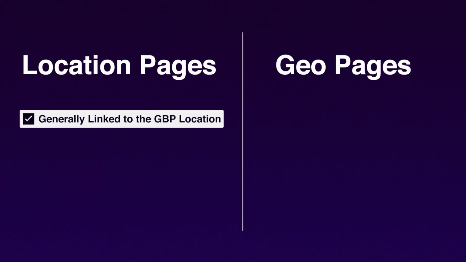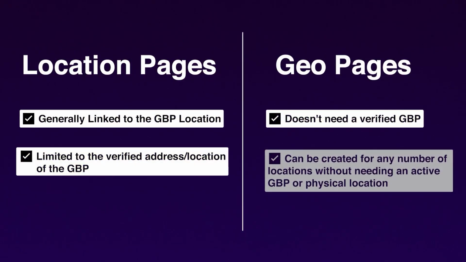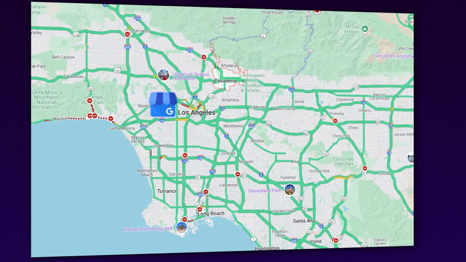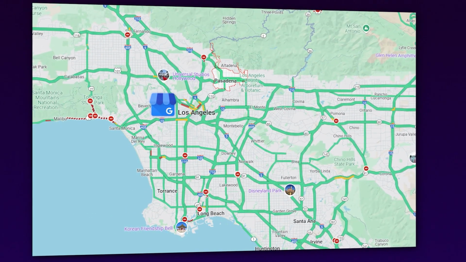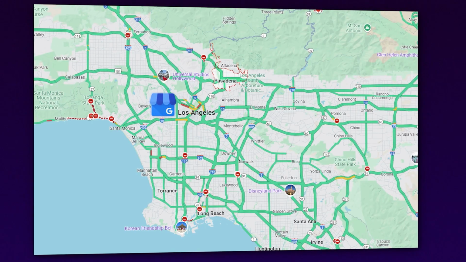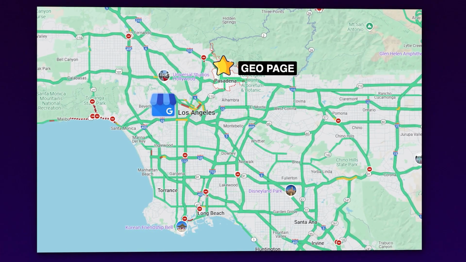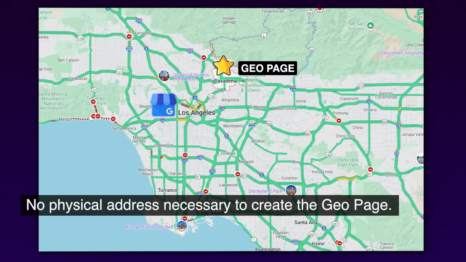Now let's quickly see the difference between a location page and a geo page. Unlike location pages, which are designed for businesses with a physical address in a specific place, geo pages help you target and reach areas where you don't have a storefront, which is nothing but an active GBP or GMB, whatever, right? For example, if you run a plumbing business from downtown Los Angeles, but also serve customers in, let's say, Pasadena, a geo page for Pasadena helps you attract those remote customers without needing a physical office there.